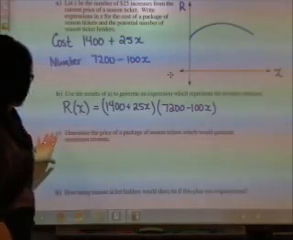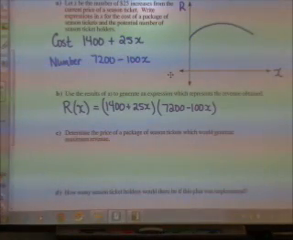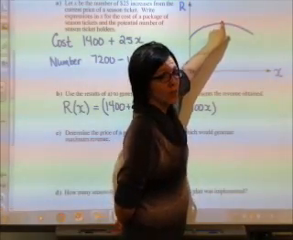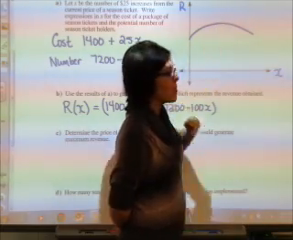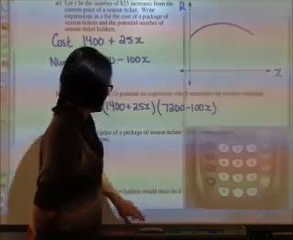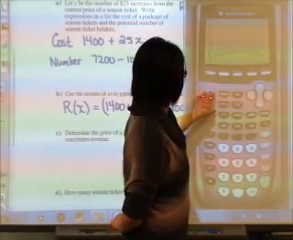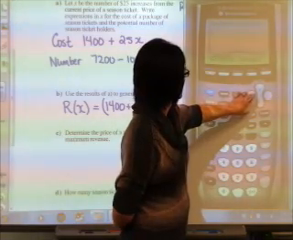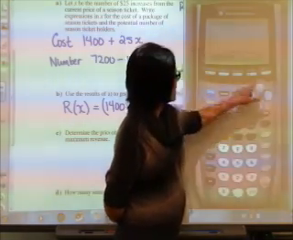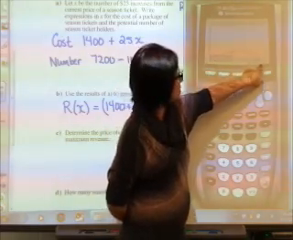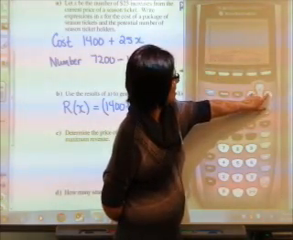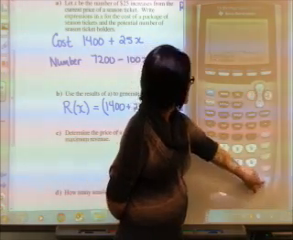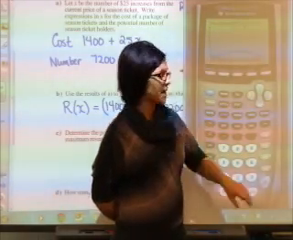So question C says determine the price of a package of season ticket holders which would generate the maximum revenue. The maximum revenue is generated right here. So find the max value of that curve. So that's second calc and max. If I watch carefully my numbers in here, and I watch as they increase, and then I look for them to start to decrease again, then I have my two arrows pointing at each other.